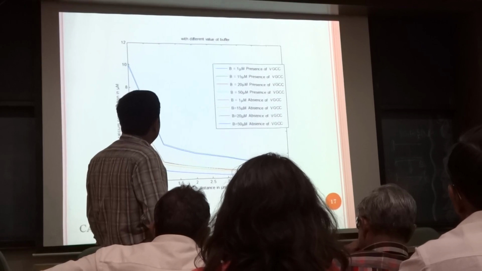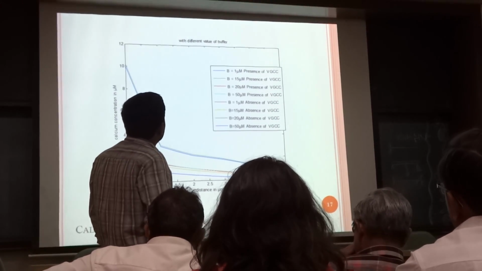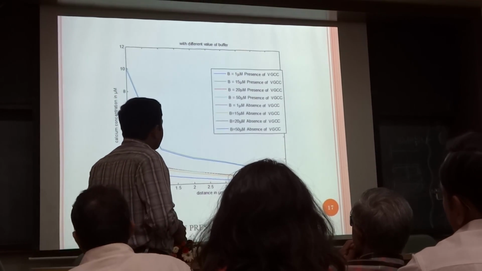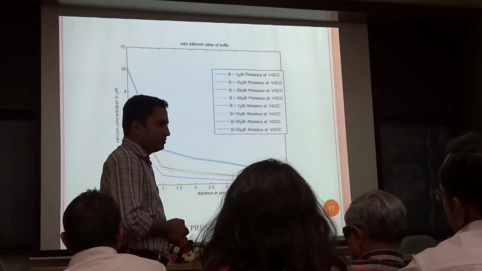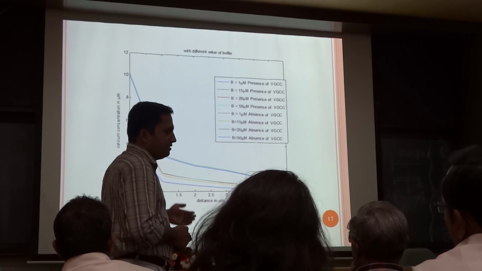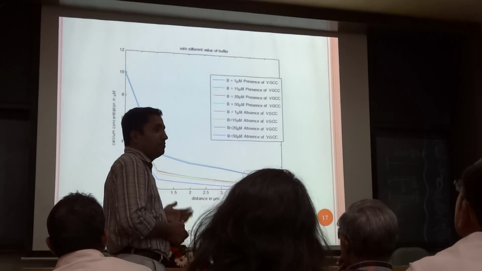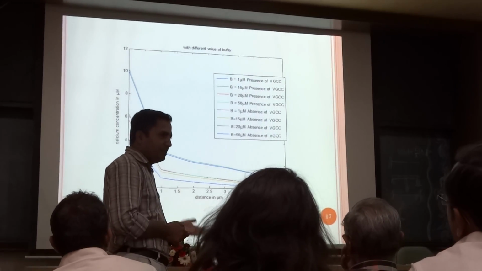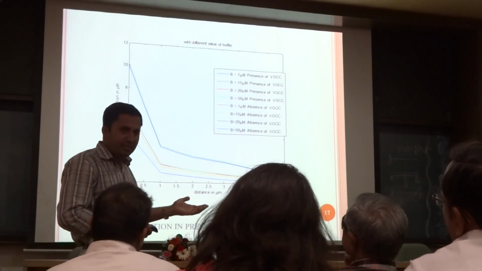Here we see the different amounts of the buffer in the presence and absence of the voltage-gated channels. It means at different levels we have to study what the effect of the voltage-gated channels is for the different kinds of buffers. There are so many kinds of buffers that exist in our cell.